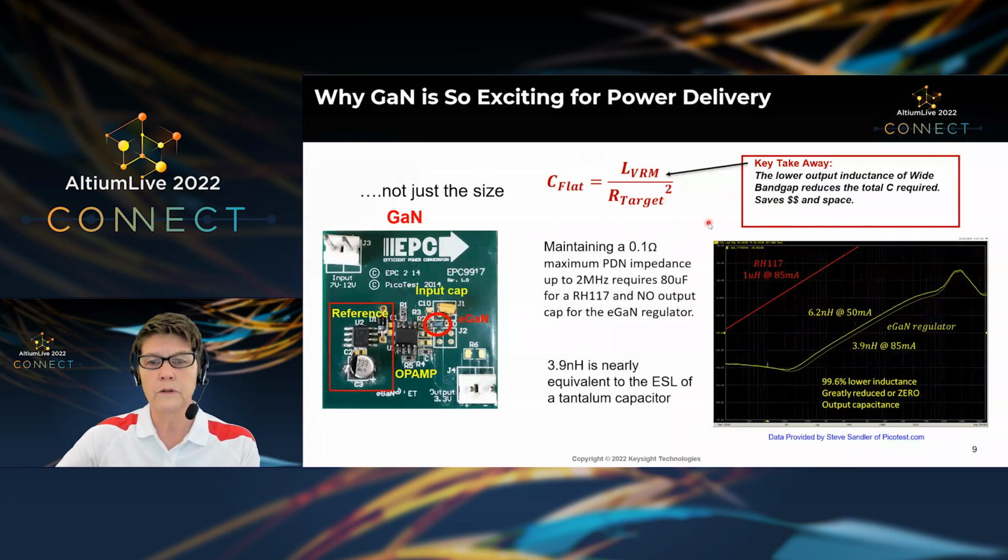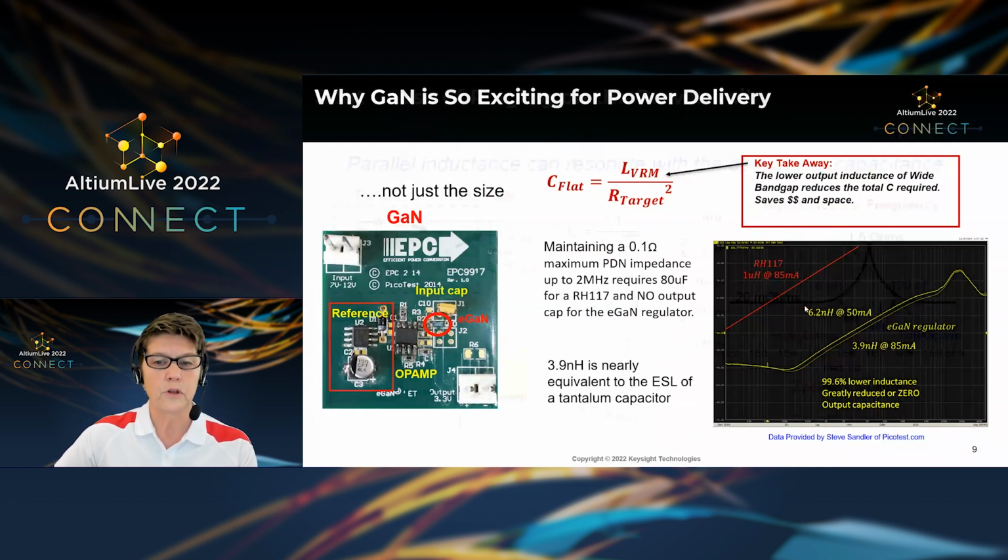And so the key point here is when selecting a voltage regulator for your design, be sure to look at what the output impedance is, or output inductance is, because the lower the inductance of that regulator, the less capacitance that you will be required to put on your printed circuit board, your decoupling capacitors. So this can save money and space.